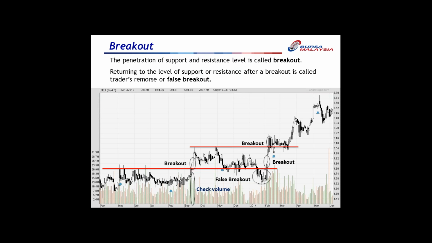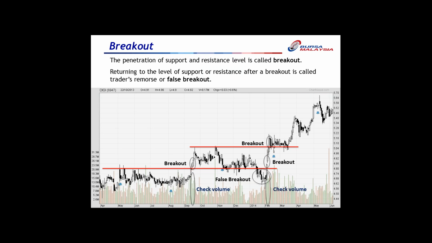Now, as I said earlier in the volume module, it's important for us to check the volume. How to detect a false breakout? A false breakout can probably happen when the price breaks out of a certain resistance level, but the volume is below the average volume. Now in the first example, we see that the volume is average, which is fine. It shows that the breakout could be reliable.